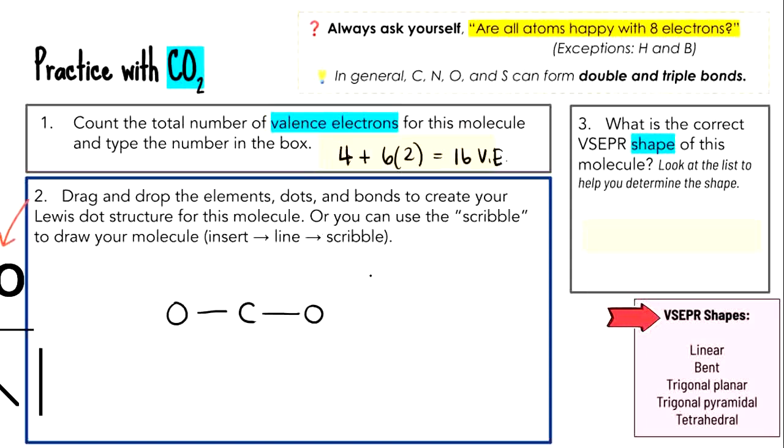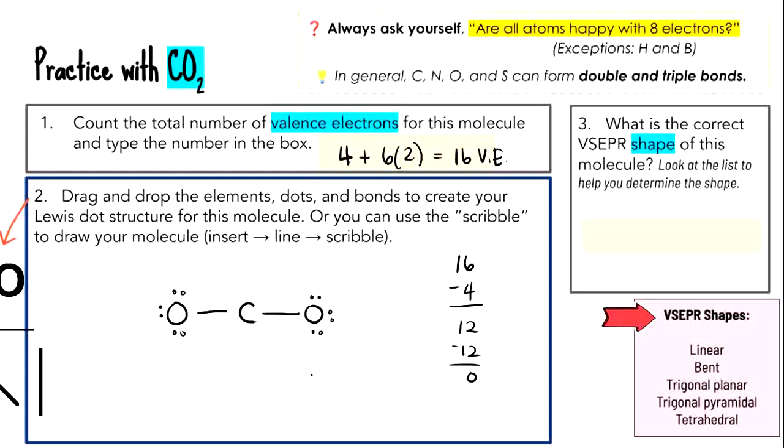So for CO2, we have a total of 16 valence electrons to work with. I placed the C in the middle and 2 of the oxygens on the outside, and I used up 4 electrons, so that's a total of 12 valence electrons that are left. Where are those 12 going to go? Right, it's going to go on the outside atoms. So 6 on that O and 6 on this O. I used up all 12.